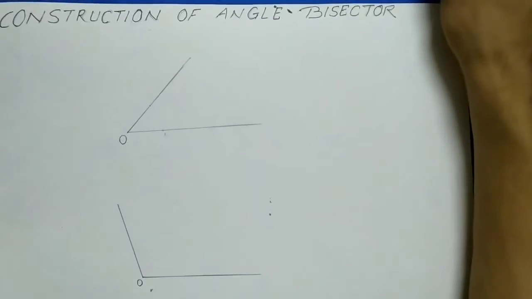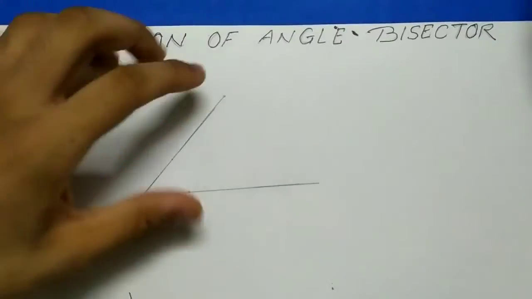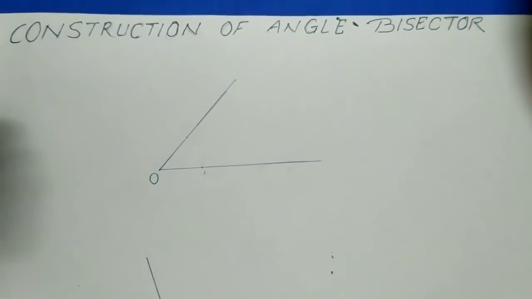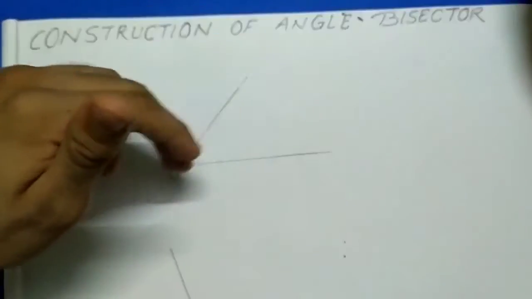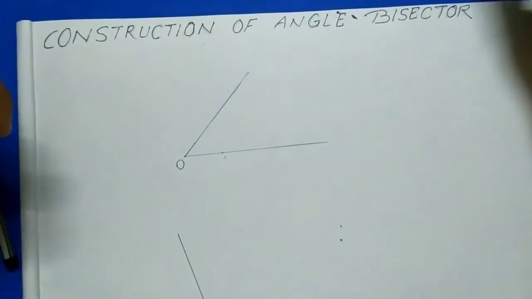Hello everyone and welcome to the video on the construction of an angle bisector. So if I give you an angle, this angle, we'll be seeing how to bisect this angle. In other words, how to divide it into two smaller angles such that their magnitudes are equal.